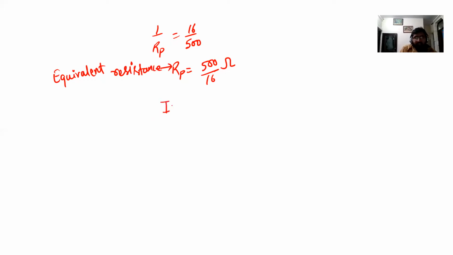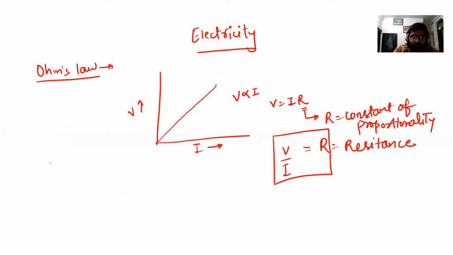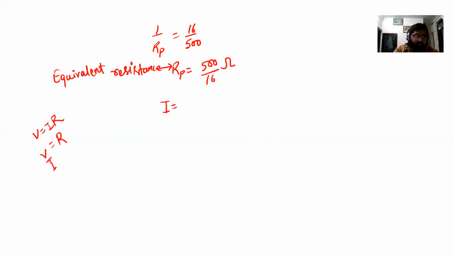So the current I is equal to, according to Ohm's law, what does Ohm's law say? Ohm's law states that V is equal to IR, then R is equal to V upon I. That is the relationship R is equal to V upon I. Also, I is equal to V upon R. So here I am using the formula V upon R.